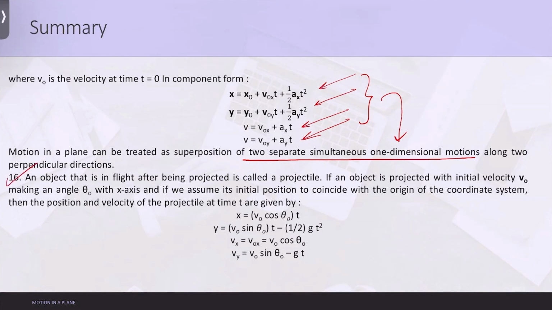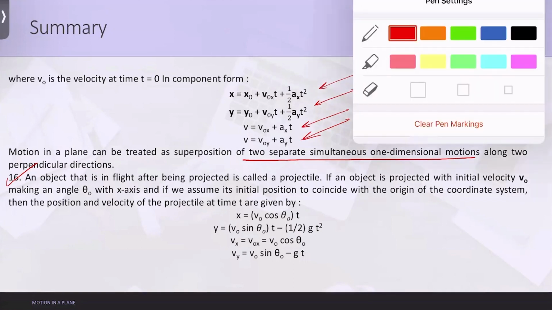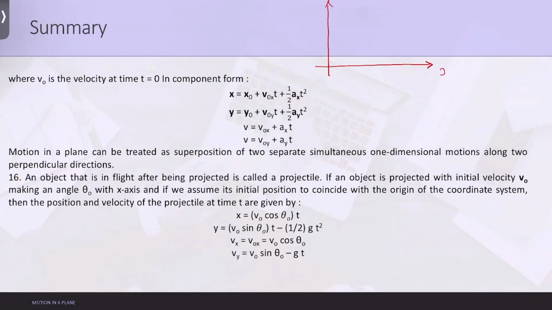Next was projectile motion. An object that is in flight after being projected is called a projectile. If an object is projected with initial velocity v0, let us take this to be the x-axis and this to be the y-axis. This is the velocity v0 and this is the angle theta naught. We assume its initial position coincides with the origin of the coordinate system.